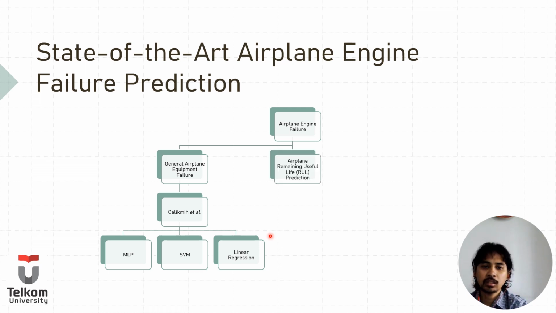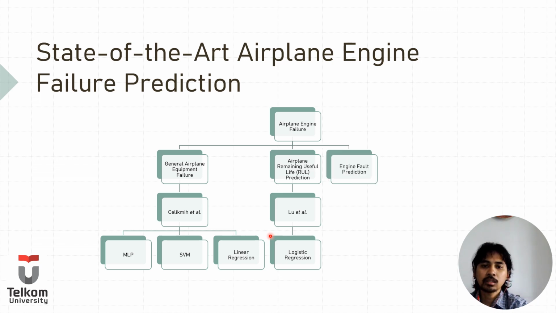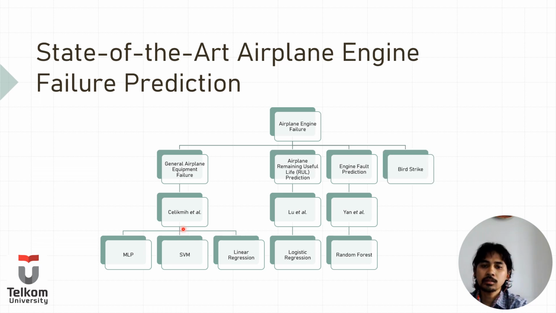And then there was the airplane remaining useful life, or RUL prediction, and this is by Liu et al. Liu et al. used logistic regression. And lastly, there was a research about engine fault prediction, and this was done by Yan et al. Yan et al. used random forest. And so for bird strike, this research area is still a research opportunity.